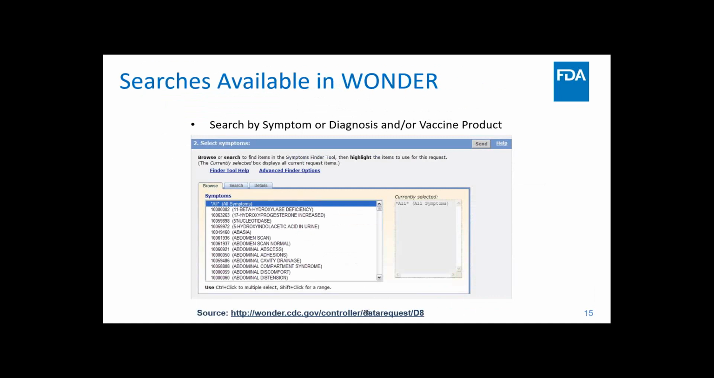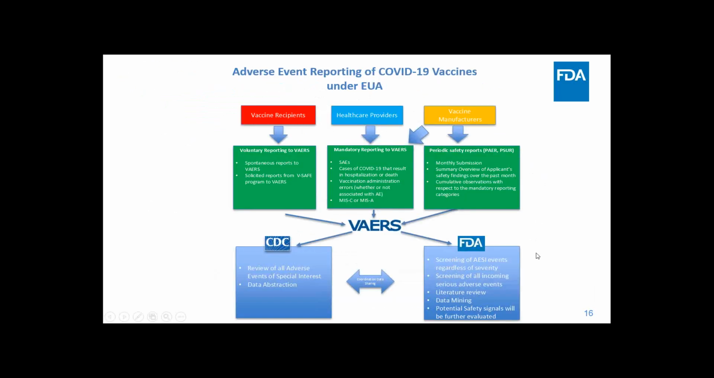And this is a screenshot of WONDER. This website is run by CDC, so I don't have a lot of detail about it, but I did want to just show the screenshot, and you can search by symptom or diagnosis or by vaccine product. And if you click on this website at the bottom of this slide, and I believe the slides are made available, it'll link to WONDER, and they have a nice sort of training and orientation to how to use this system, including a video. Next slide, please.